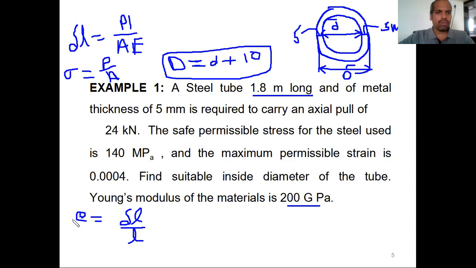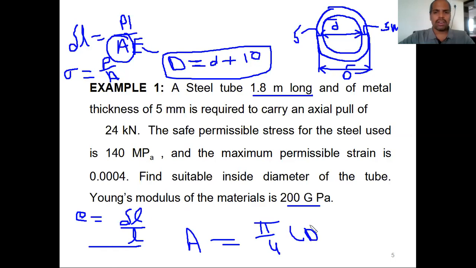Now how to calculate the unknown? First of all, what is unknown out of these? P is not given to you. L is given. Strain is known and initial length is known, so you can calculate delta L. Young's modulus is given. So the only unknown is your area. What is the area of this hollow circular section? Area of the hollow circular section is equal to pi by 4 times capital D square minus small d square.